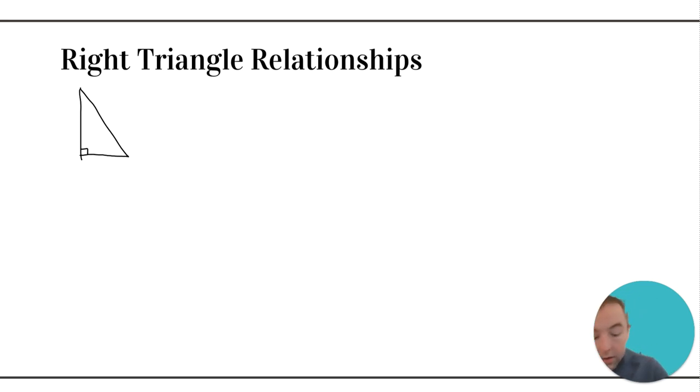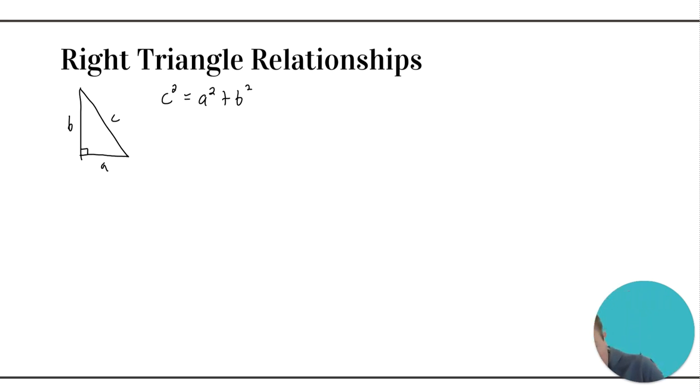So one of the most basic relationships that we know that exists in any right triangle is that if you label the legs as A and B and the hypotenuse as C, that the square of the hypotenuse's length is equal to the sum of the squares of the lengths of the legs, right? So that's what we know as the Pythagorean theorem.